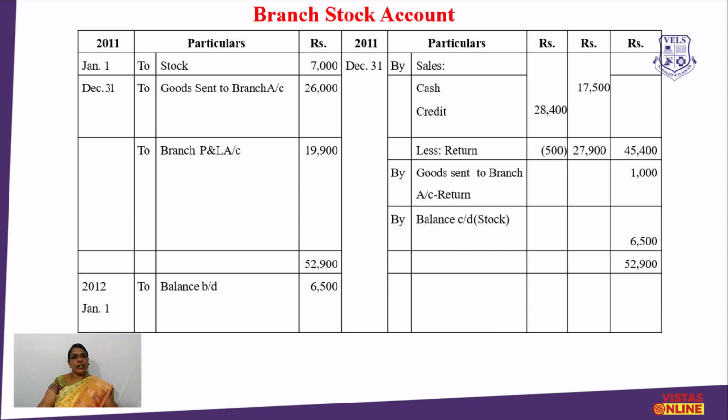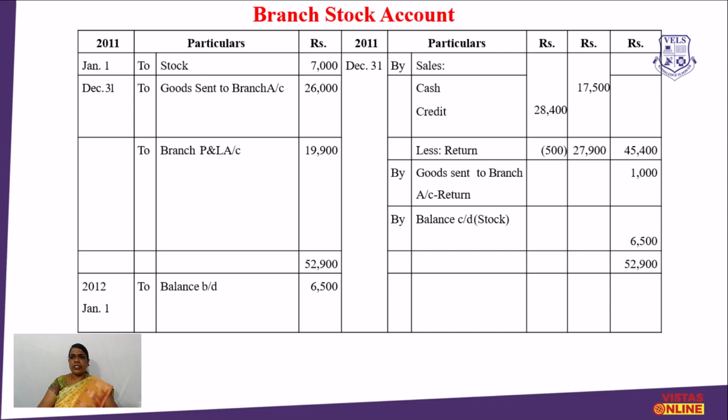Then on the debit side, branch profit and loss account 19,900. Okay, that is the stock value. You will calculate it. 19,900. You should put the total on the debit side, 52,900. We will get the closing stock value 6,500.